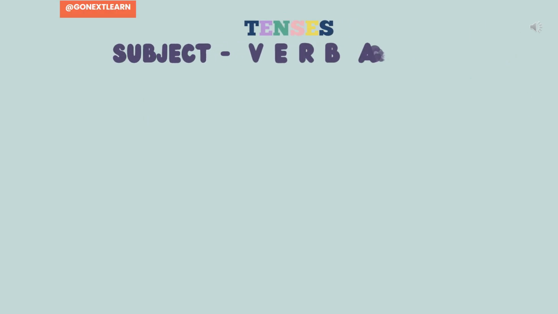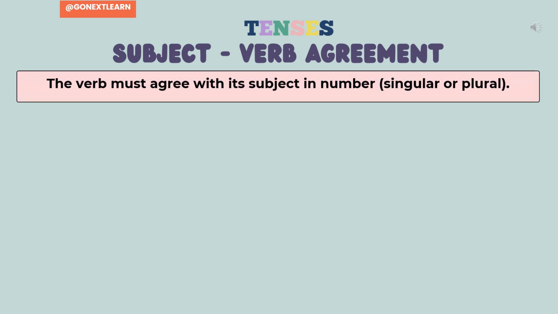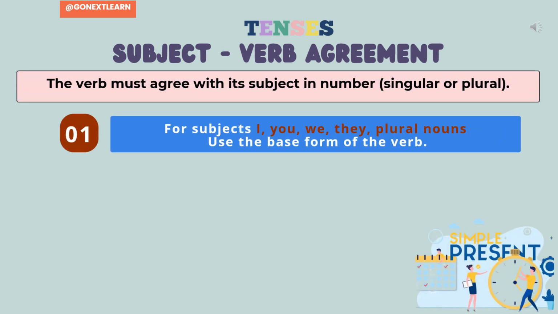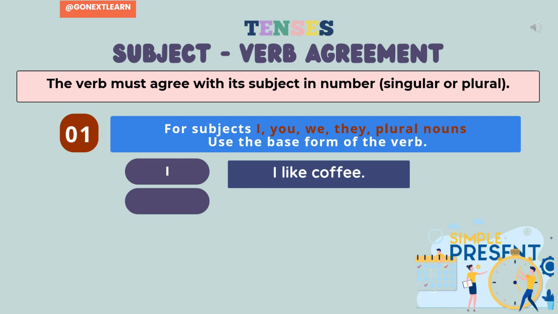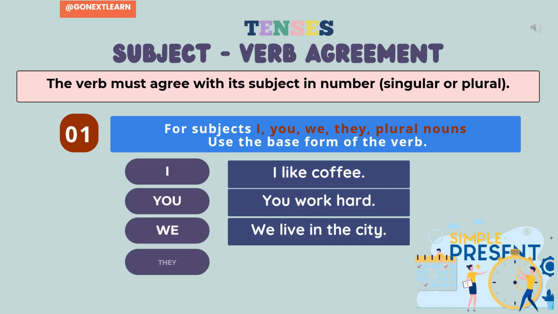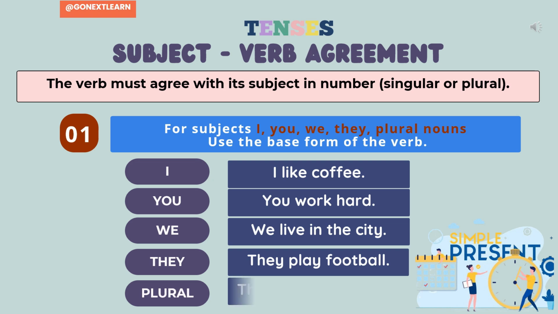This is the first key rule, verb agreement. For the pronouns I, you, we, they, and for plural nouns, we use the base form of the verb. The verb stays simple. I like coffee. You work hard. We live in the city. The dogs bark loudly. The verb doesn't change. No s, no es. It's straightforward.